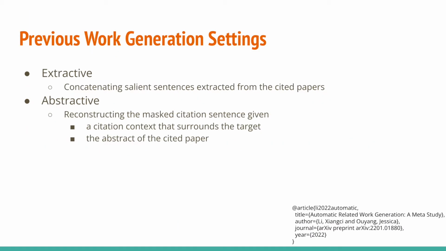Previous extractive related work generation simply concatenates the salient sentences extracted from the cited papers. The abstractive approaches aim to reconstruct the masked citation sentence given a citation context that surrounds the target as well as the abstract of the cited paper.